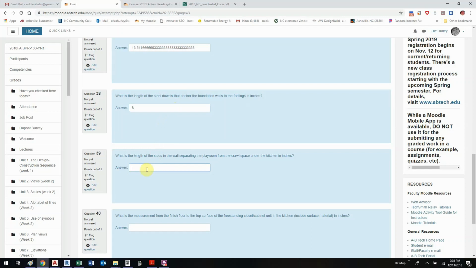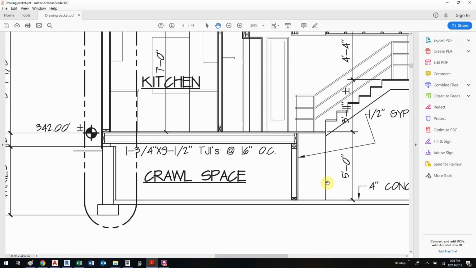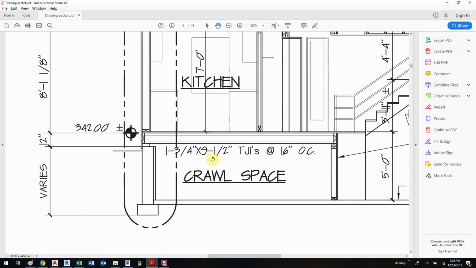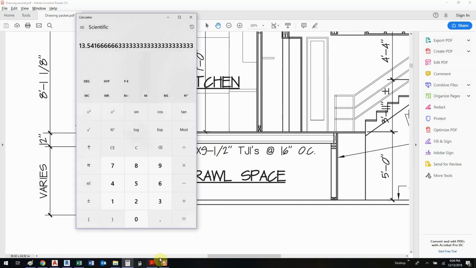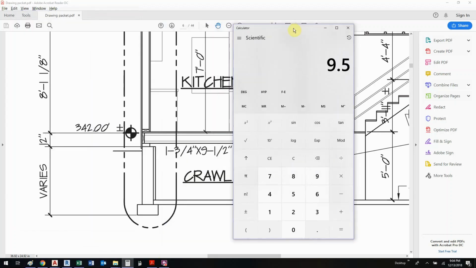What is the length of the studs in the wall separating the playroom from the crawl space under the kitchen in inches? So let's go right over here. And here is this crawl space wall. Something I want to bring to your attention is this is 9.5, and this is 3/4 inch tongue and groove plywood. I want to show you a little trick. So 9.5 plus 0.75 equals 10.25 inches. Is that correct? Yes. I'm going to do it again. Just 9.5 plus 0.75 equals 10.25.